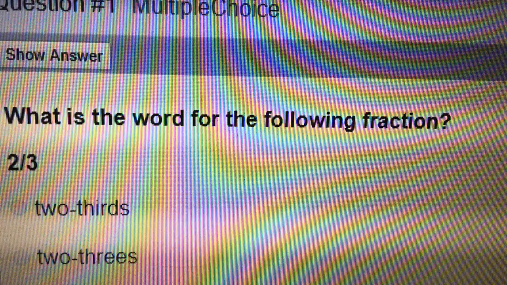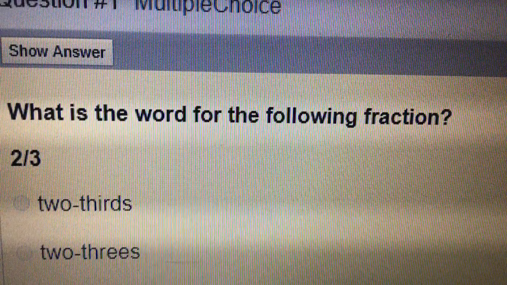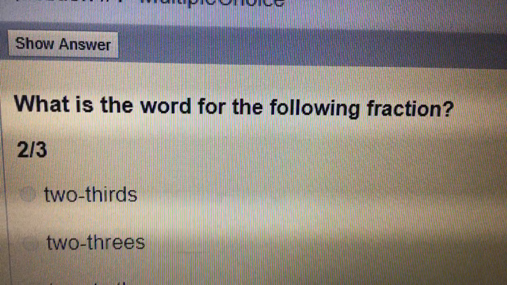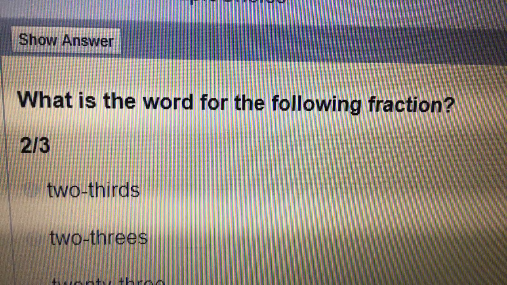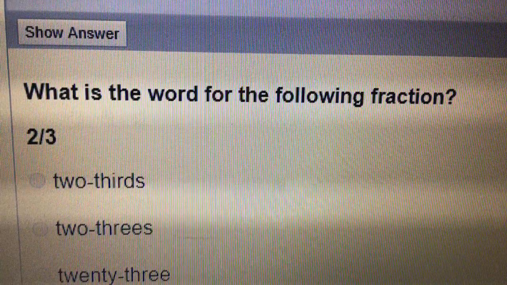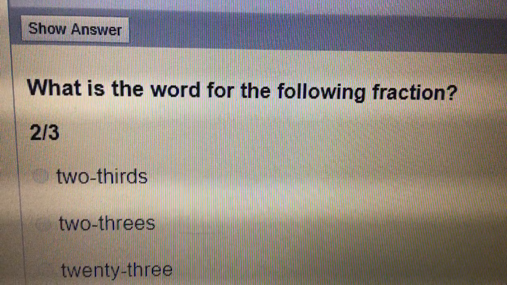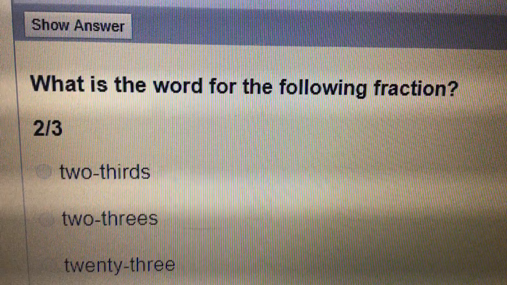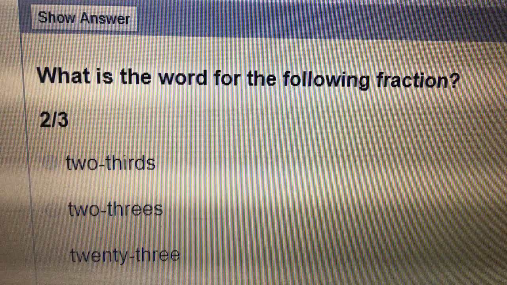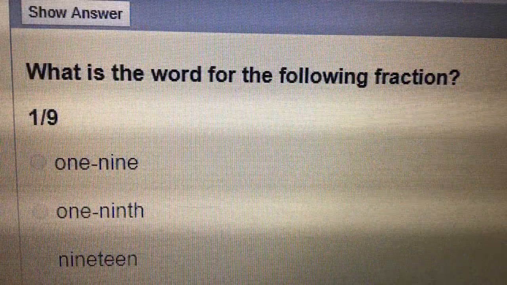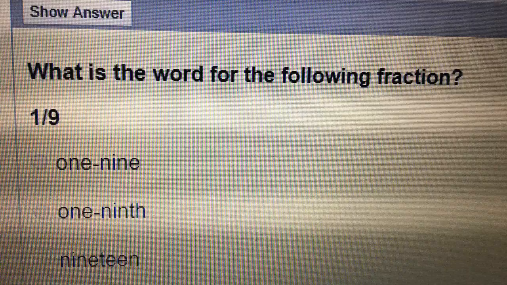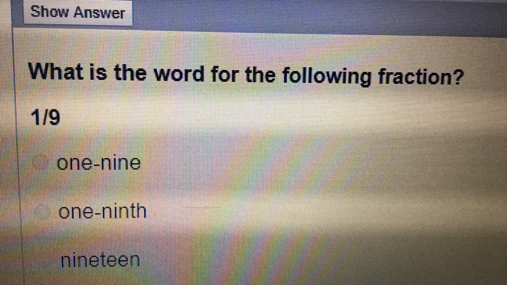Question 1. What is the word for the following fraction? 2/3. Question 2. What is the word for the following fraction? 1/9.